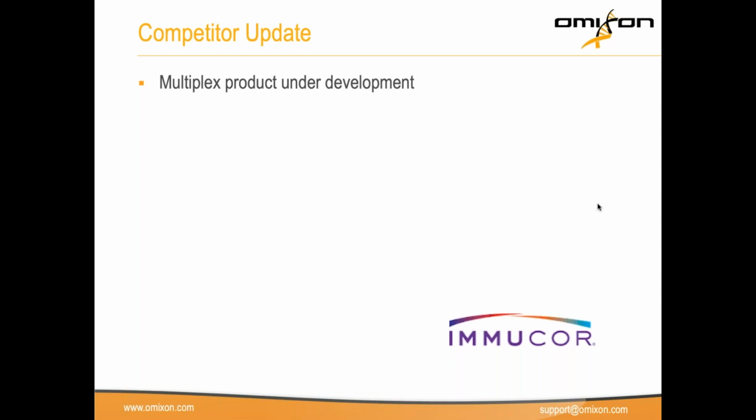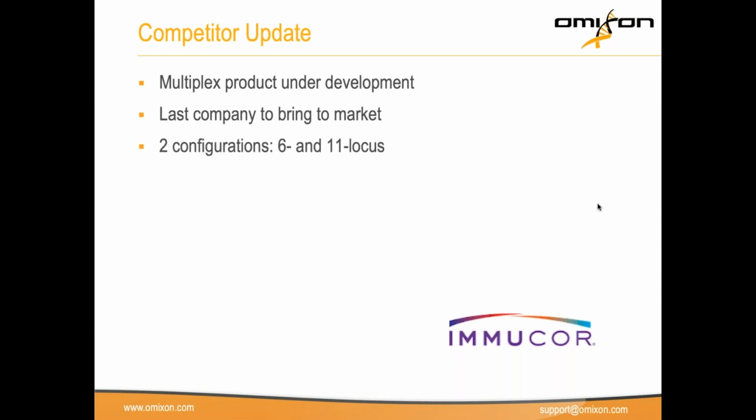Finally, we have Immucor. Immucor have announced that they do have a multiplex product that is under development right now. It is the last company to bring a multiplex product to market. It will be available in 2 configurations, 6 and 11 loci. It is a PCR-based multiplex, and the PCR time, interestingly enough, will be about 5 hours, which is the longest one out of all of the products that are in the market.